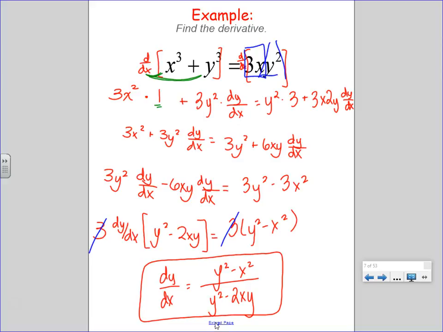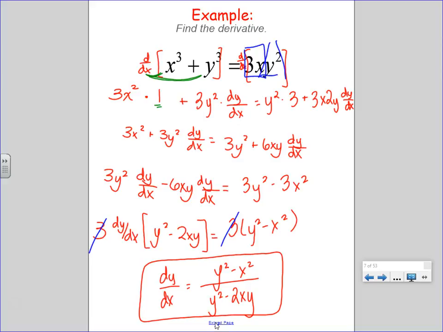Alright, are we almost there? Just a couple of you guys still working. Long story short, implicit. You derive it as it is. No getting y by itself. Take the derivative of both sides. d/dx if it's in terms of x, d/dt if it's in terms of t, d/ds if it's in terms of s, I don't know. Take the derivative of both sides.